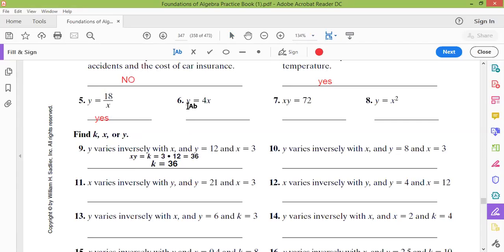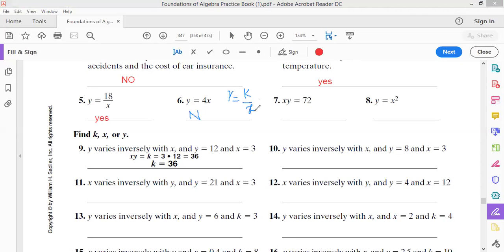Next one, question number 6. Is it in this form? Let me write here. y is equal to k over x. Is it in this k over x form, or no? No. So it's not. Can you see y is equal to k over x, which I wrote here with the blue pen? So right here, no, they are not inverse variation because we cannot write it as y is equal to k over x.